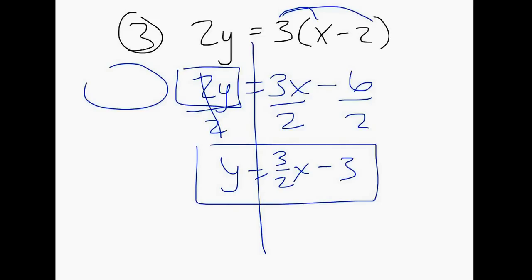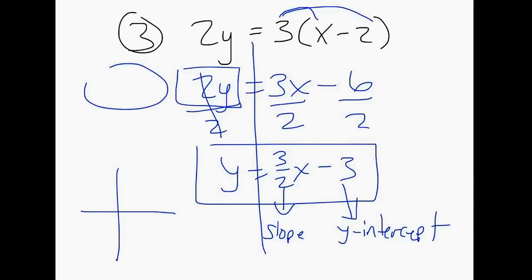As far as mx plus b form, this is your slope, and this is your y-intercept. So if I were graphing this on a graph, 1, 2, 3, this line would cross down here. I know this has a positive slope, so it's going to go uphill, so it's going to look something like this once we get further into it.